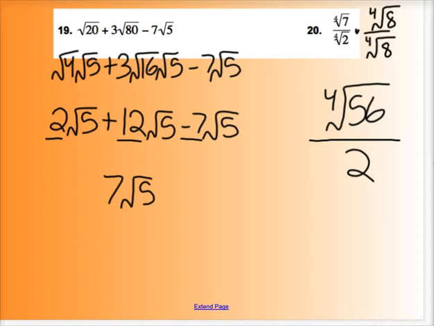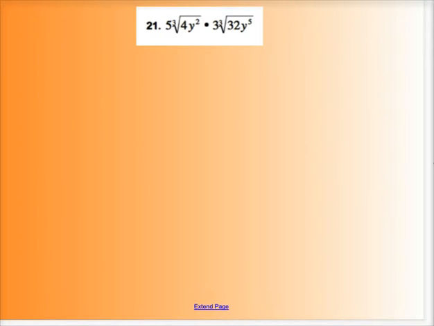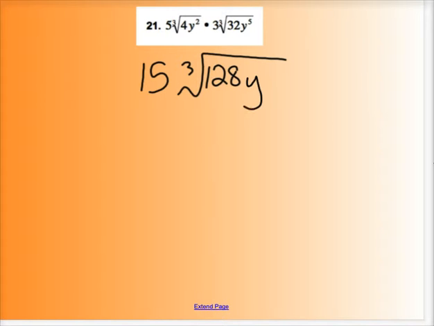All right, and our last example. So for our last one, remember the key to this type of multiplication problem is multiply the outsides. So I get 15. And then you're going to multiply the insides. So 4 times 32 is 128. y to the 2nd times y to the 5th, add the exponents, you get a y to the 7th.